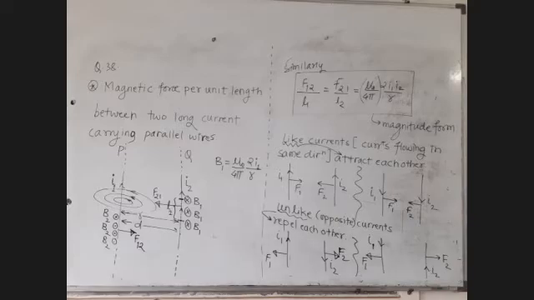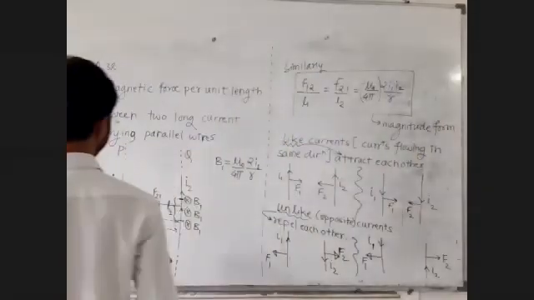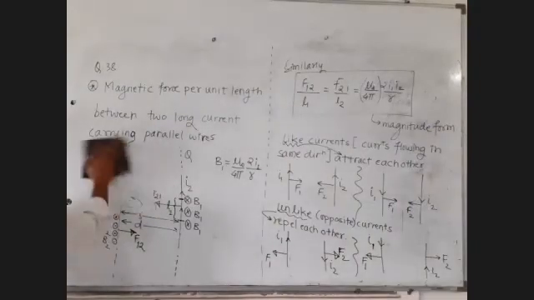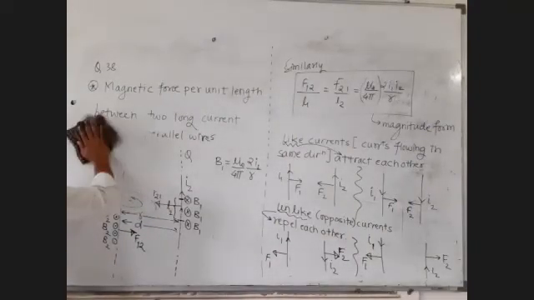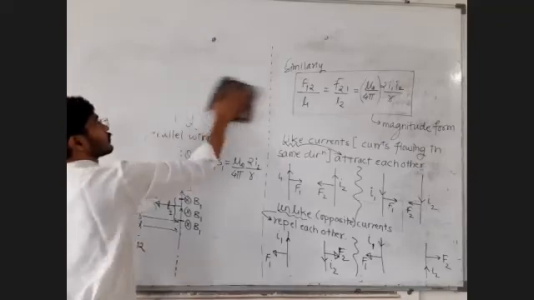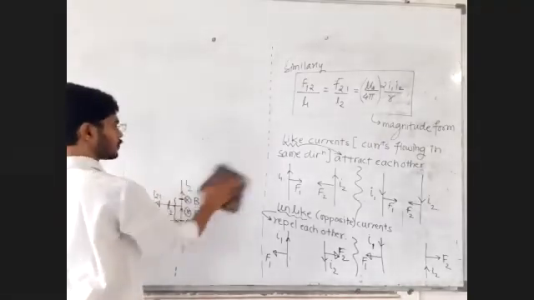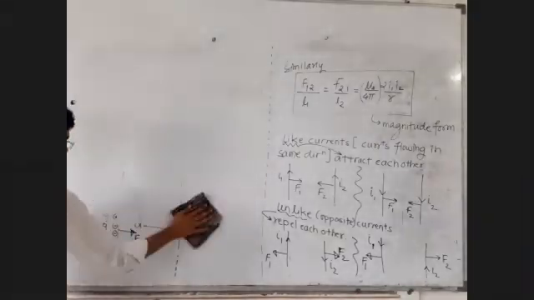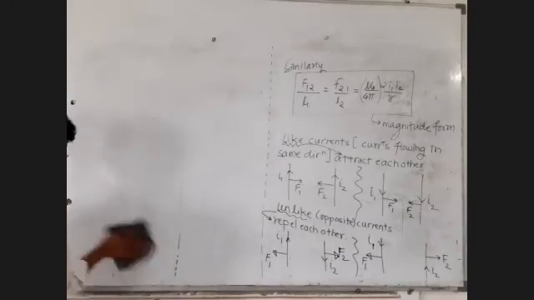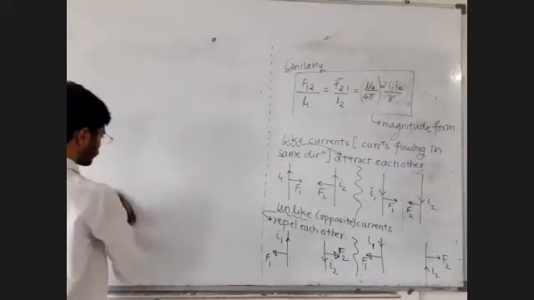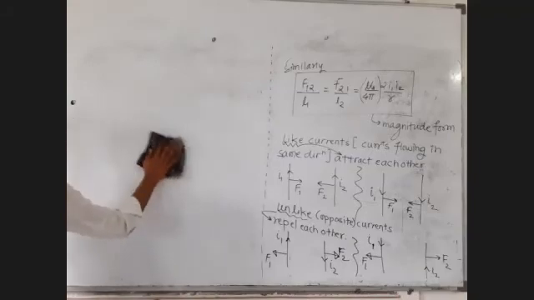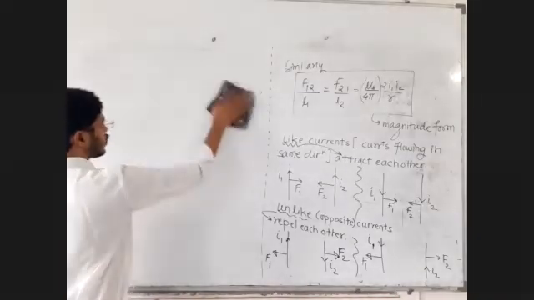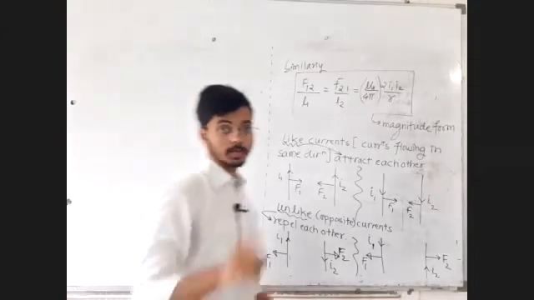Like currents attract each other, unlike currents repel each other. And what is the force per unit length between two parallel conductors? The force per unit length between the two parallel conductors is mu 0 upon 4 pi times 2 I1 I2 upon R. This is force per unit length.